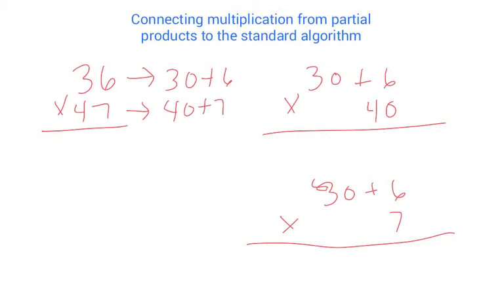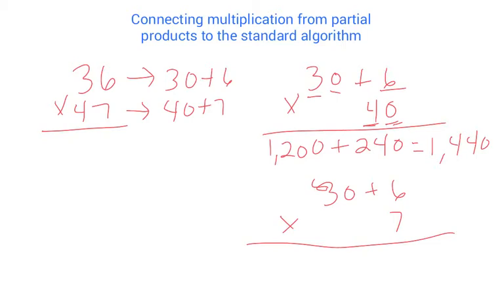So 40 times 6, well, we know 6 times 4 is 24. Then we have our 0, 240, plus 30 times 40, 3 times 4 is 12. We have those 2 zeros, 1200. We know that 1200 plus 240 is 1440.